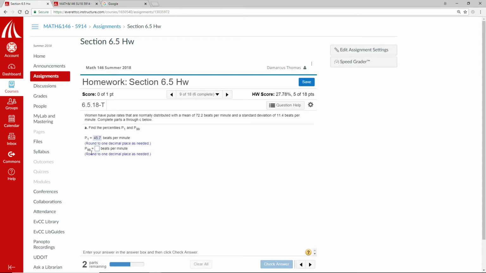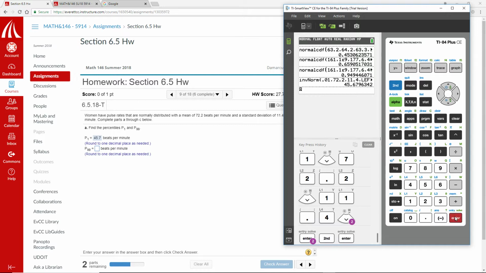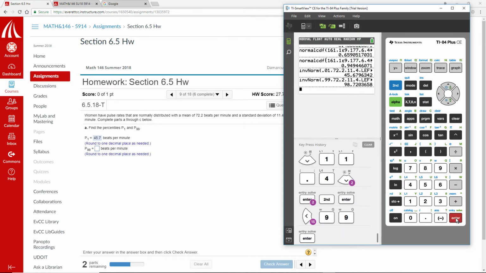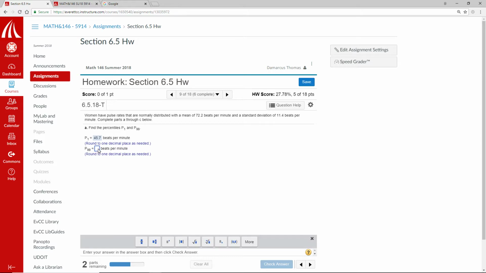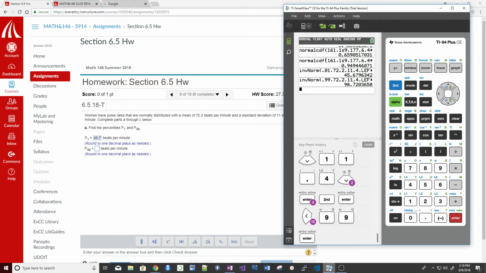There we go. Now P99. Well, I can actually just do a second entry, and instead of 0.01, put in 0.99. And we're getting, what did that say? If I round that off, I'm getting 98.7.